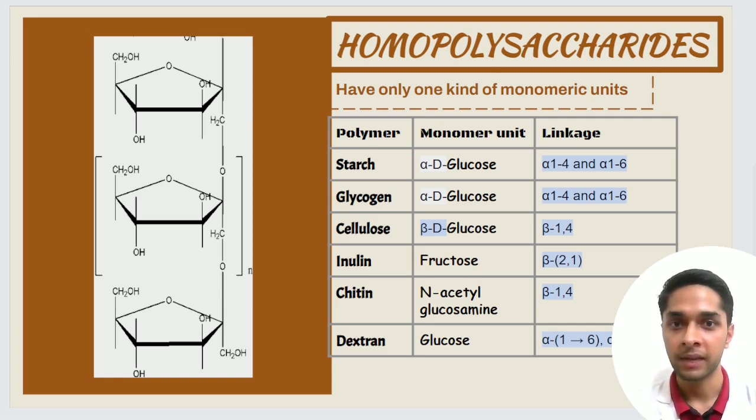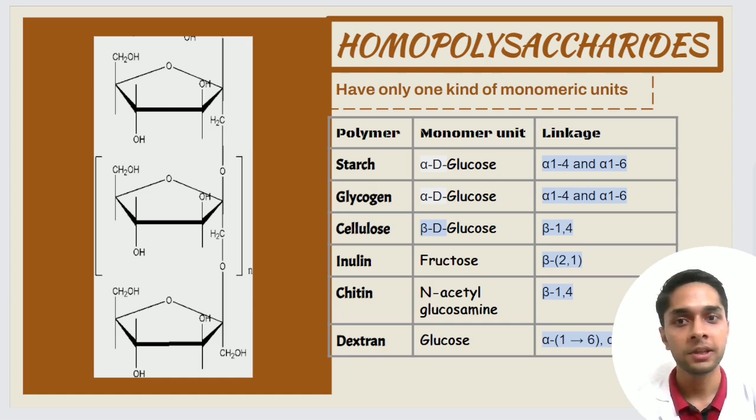Homopolysaccharides, for example, have only one kind of monomeric units and would include compounds like starch, glycogen, cellulose, inulin, chitin, and dextrin. Please do note that starch, glycogen, cellulose, and even dextrin are polymers of glucose, but they are different compounds in the sense that their linkage is different, which makes their chemical properties vastly different.